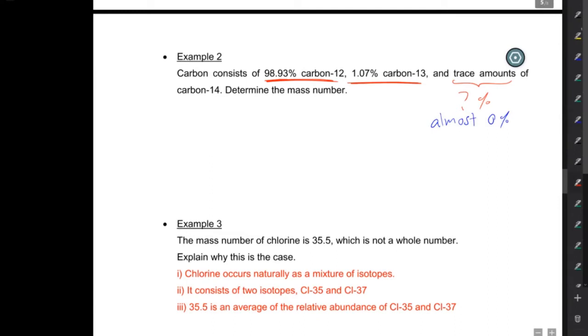Now let's do the calculation. 98.93% of carbon 12, added with 1.07% of carbon 13.